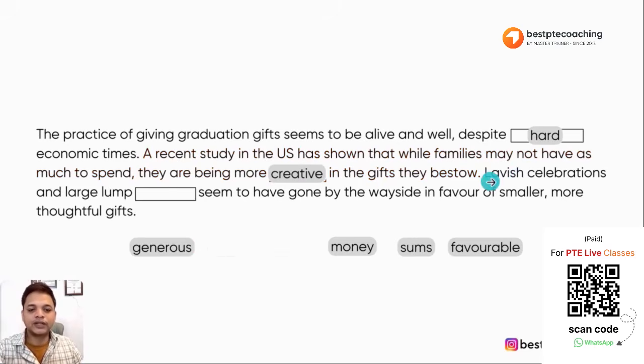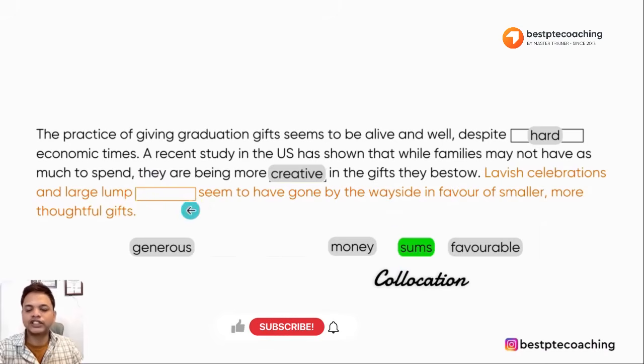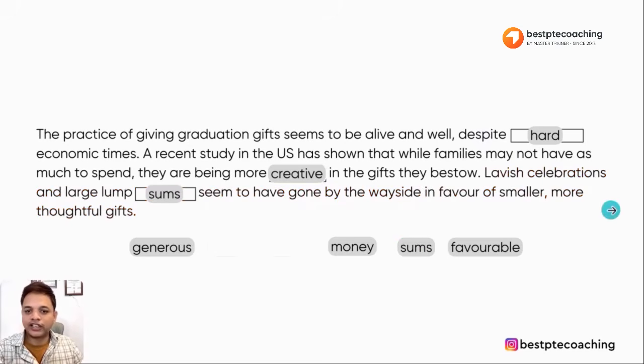Now, next one. Lavish celebrations and large lump blank seem to have gone by the wayside in favor of smaller and more thoughtful gifts. Lump sum is a collocation. Lump sum is what? Big thing or in one shot, something like that. So lavish celebrations and large lump sums seem to have gone by the wayside. They are not in the picture. They are not followed. So therefore, the correct answer is going to be what? The lump sums.